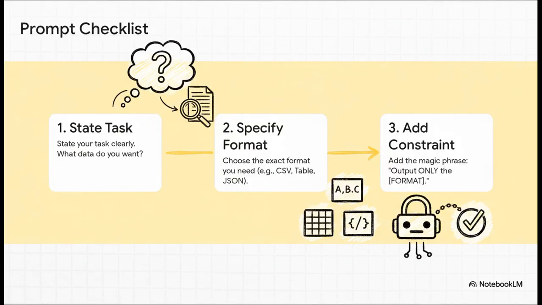All right, let's tie this all together. Here is your go-to checklist for getting perfect data every single time. Number 1, state your task clearly. What do you want? Number 2, specify the exact format. You need a table, CSV, or JSON. And 3, the most important step, add that constraint: output only the format. That's the whole recipe.